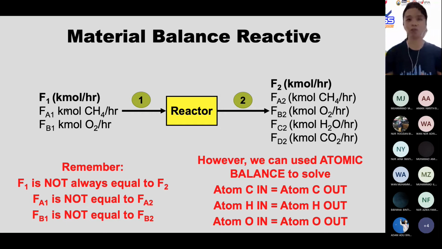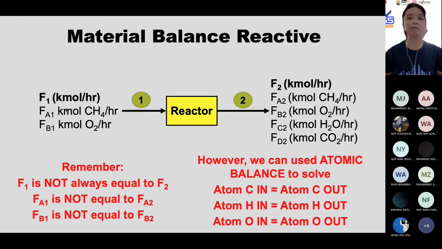Because, for example, methane and oxygen, unless the conversion is 100%, there will definitely be unconverted methane and oxygen in the outlet stream. So, make sure you really understand that. Okay, so then, why do we do atomic balance? Okay, although for the compound balance, like I said, in and out are not the same, we balance in terms of the atom.